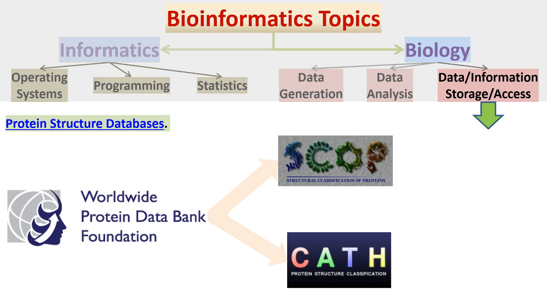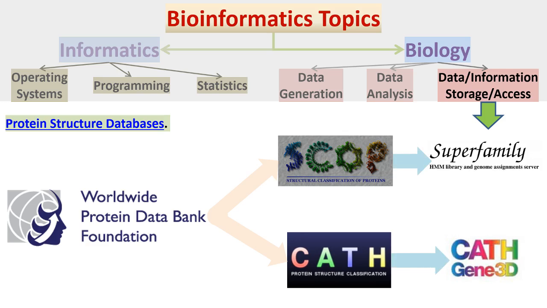In passing, and because I hate acronyms that have no explanation, CATH stands for Class, Architecture, Topology, and Homology. These are the four levels, in order, used to classify proteins by the CATH system.